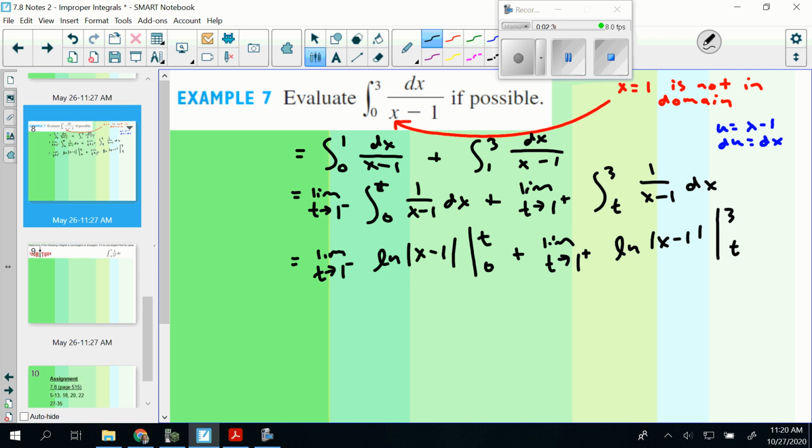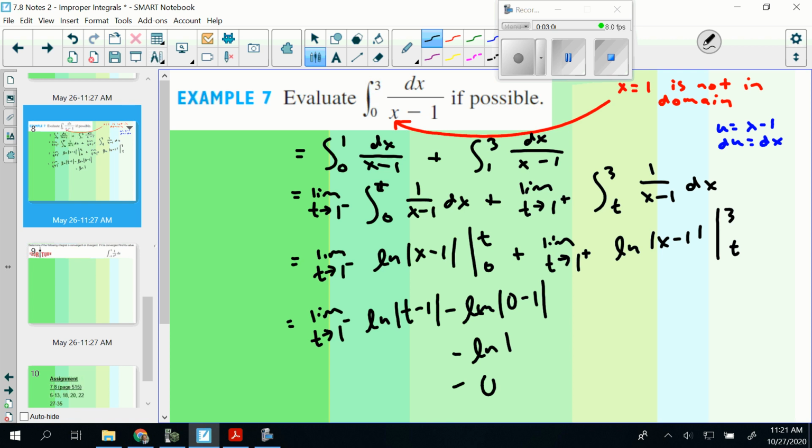So now what we want to do is put in both values here and see what we get. On this one, we're going to end up with natural log of absolute value of t minus 1 minus natural log of absolute value of 0 minus 1. And that's why the absolute value is important there, because we can still evaluate that natural log. That would be -1, absolute value makes it +1, and natural log of 1 is 0.